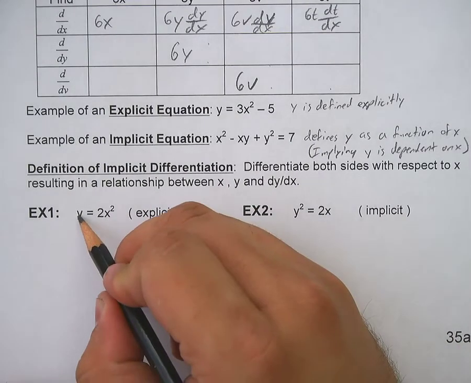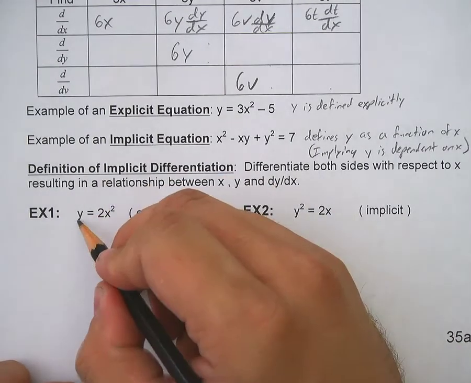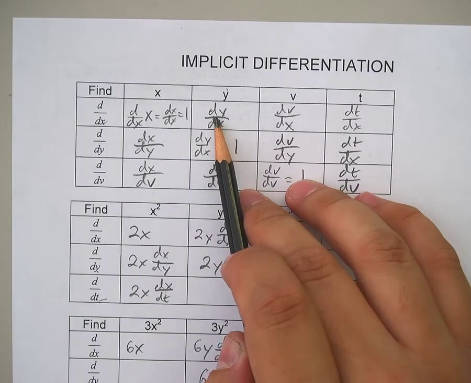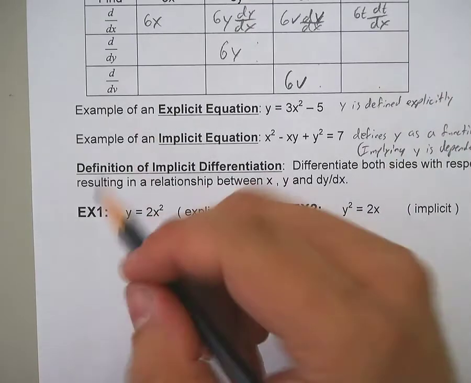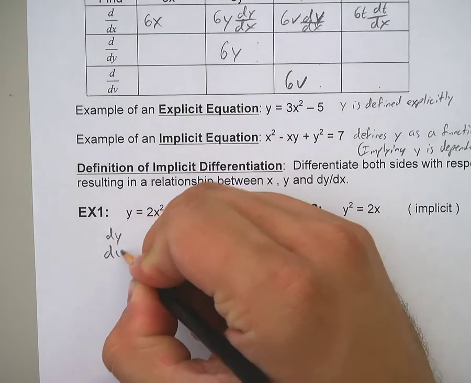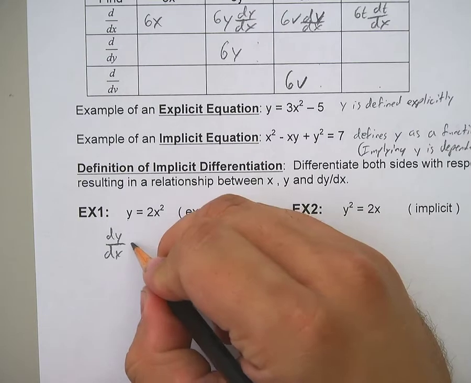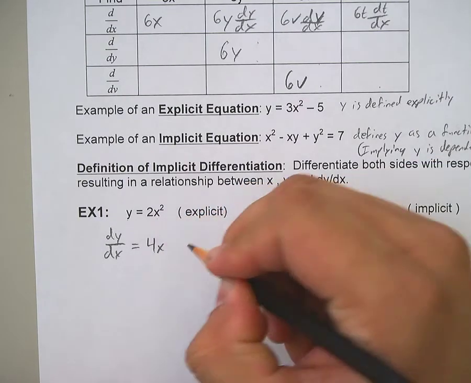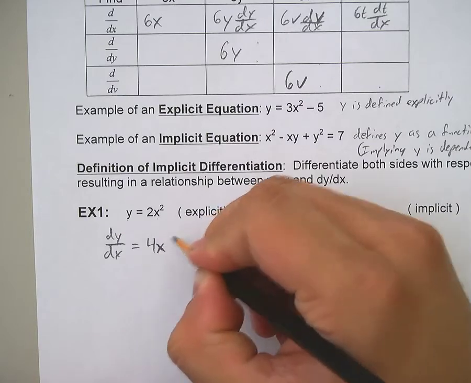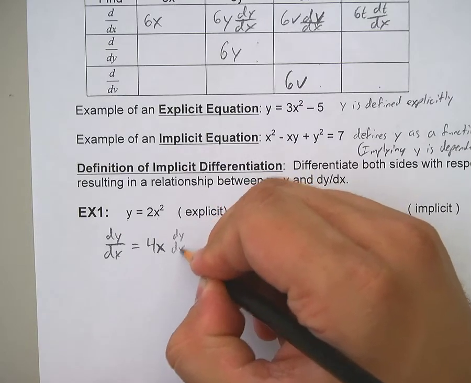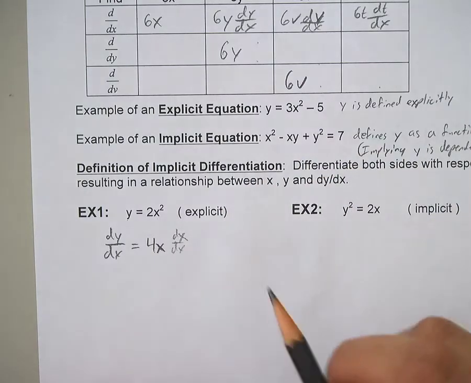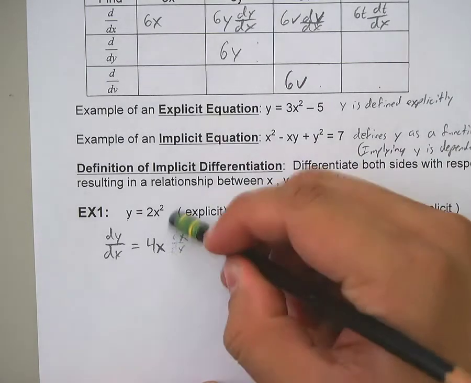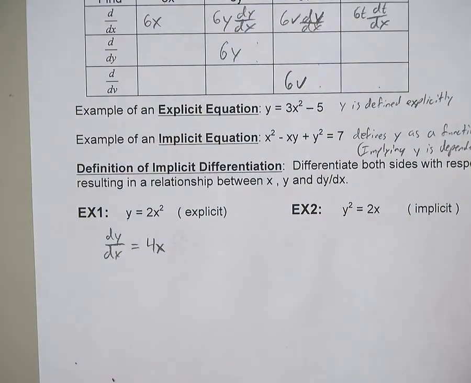If I take the derivative of y with respect to x, isn't that just dy dx? Then take the derivative of this side, and that's just going to be 4x. Now technically there has always been this dx dx lingering on the side here, but that's 1, so we've never worried about putting it there.